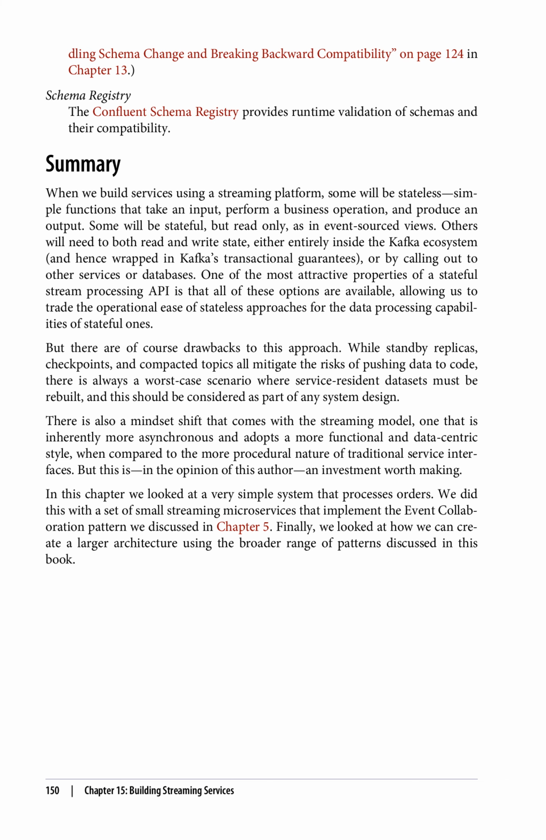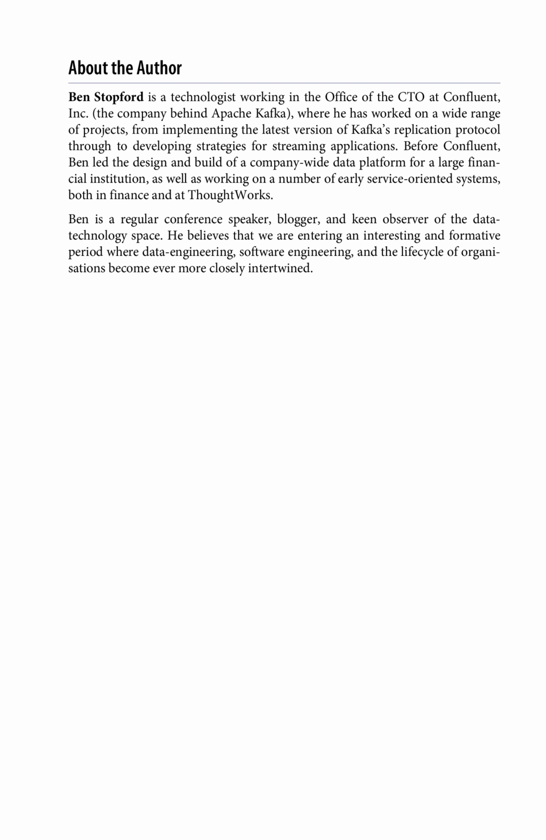In this chapter we looked at a very simple system that processes orders. We did this with a set of small streaming microservices that implement the event collaboration pattern we discussed in Chapter 5. Finally, we looked at how we can create a larger architecture using the broader range of patterns discussed in this book.